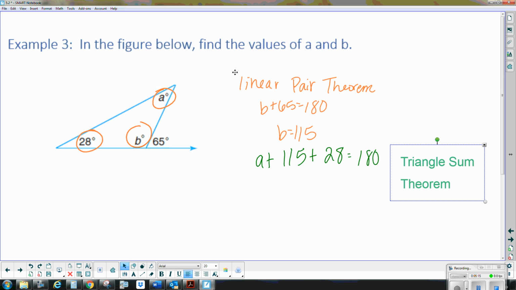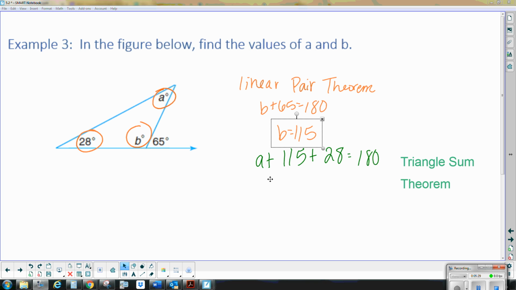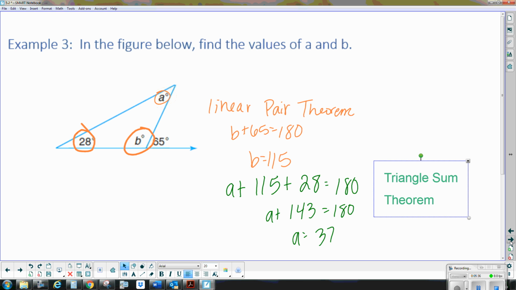And I'm going to write it out as an equation. A plus B plus 28 equals 180. But instead of saying B, I'm going to substitute my value for B, which is 115. So now that I know two of the three angles, I can use my triangle sum theorem and isolate A. And so I'm going to do that by combining like terms, and I get A plus 143 equals 180. And when I subtract 143 from both sides, I get A is equal to 37.